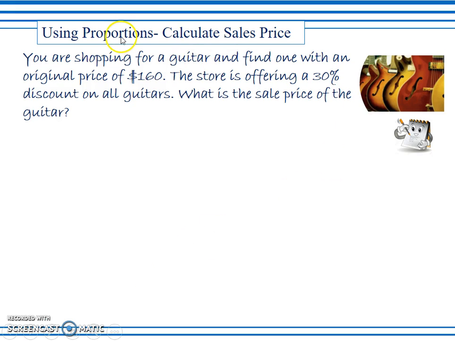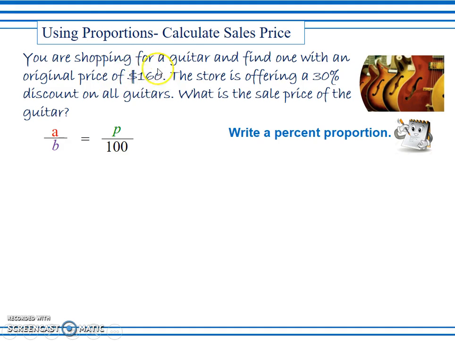Okay, we're going to try our first problem using proportion, and we're going to calculate sales price. So you are shopping for a guitar and find one with an original price of $160. The store is offering a 30% discount on all guitars. What is the sale price of the guitar? Well, since we're going to use proportions for this one, I'm going to write down my percent proportion, and then I'm going to substitute in.